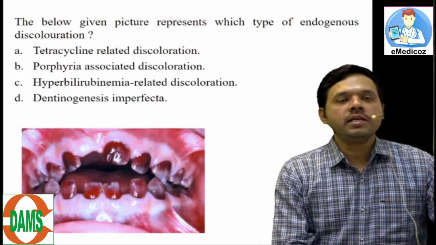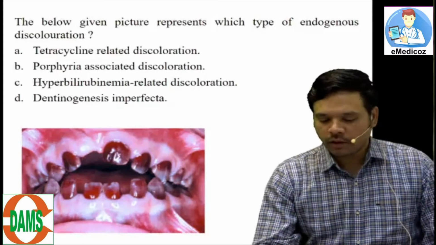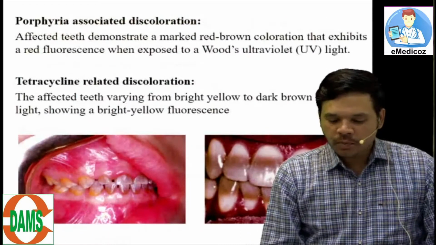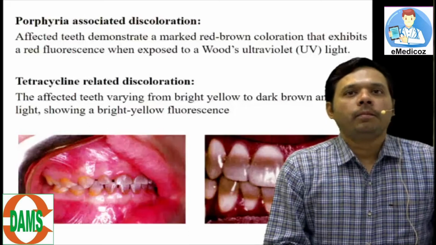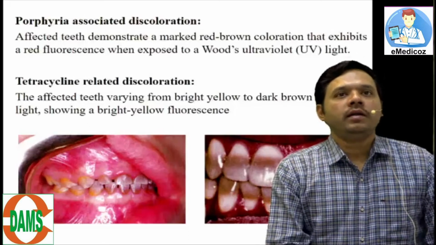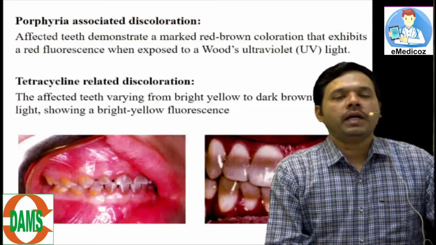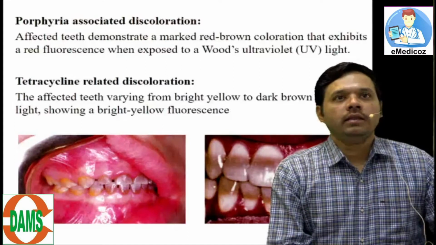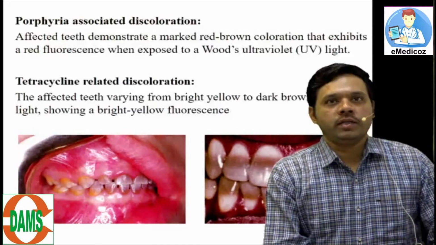Let us see a few important things about these MCQ options, then we'll go back to the question. Now, what is porphyria related discoloration? Porphyria is a metabolic disorder in which porphyrins will be deposited. Those porphyrins will be deposited in the teeth. Because of this deposition, the teeth will be reddish brown discolored.